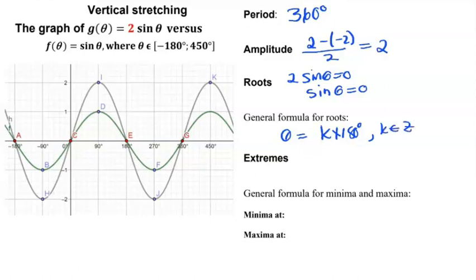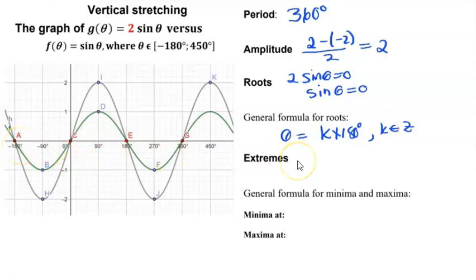If I make k equal to 0, I will get point C back, 0. If I make k equal to 1, I will get 180. If I make k equal to 2, I will get 360 degrees. If I make k minus 1, I will get minus 180 degrees.